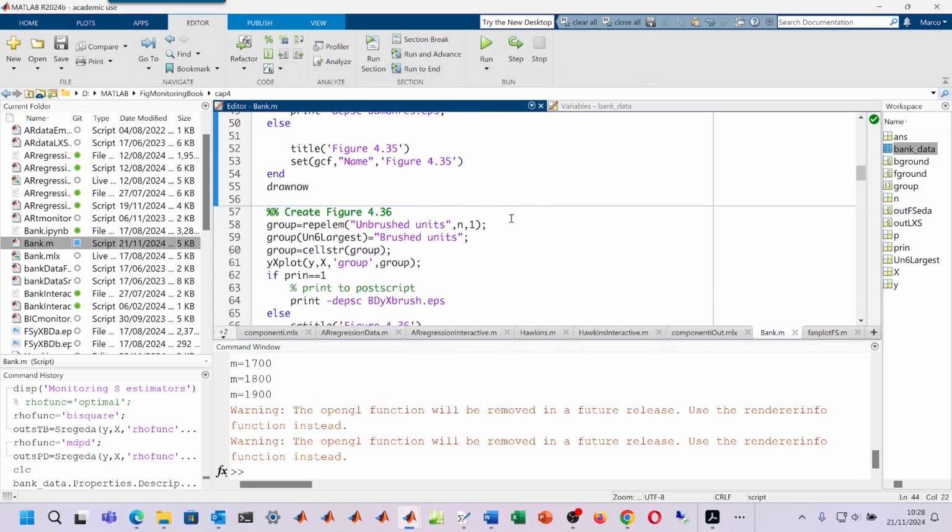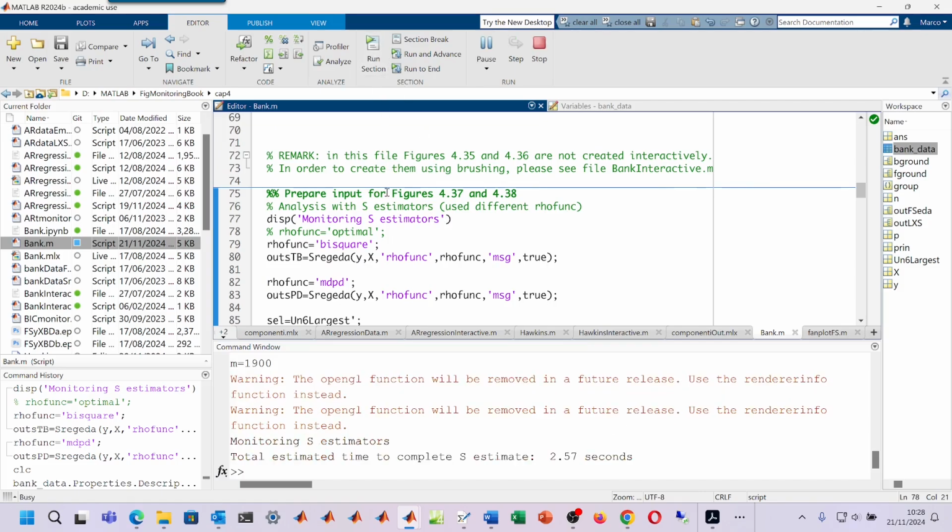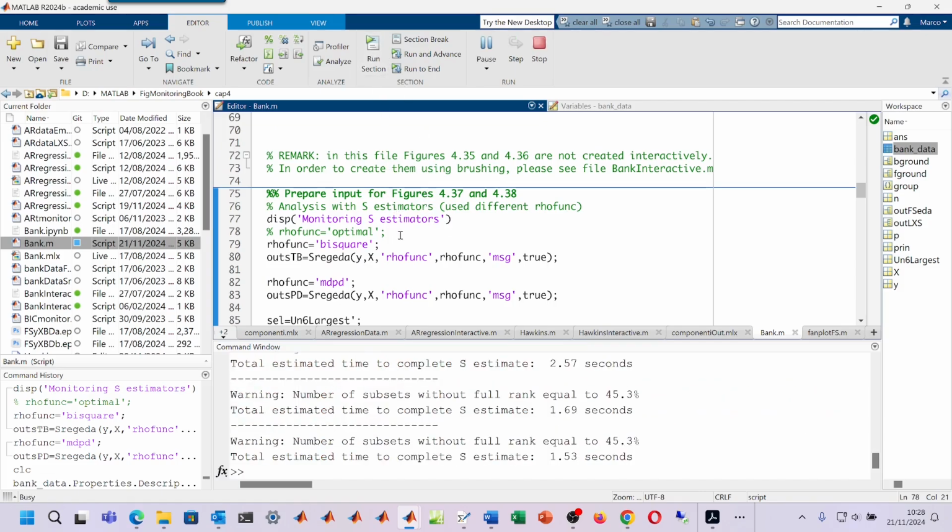Okay, now we move to monitoring S estimators. So we use S regression for 50 values of the breakdown point. This routine calls the function sreg, which performs S regression, in this case using the bi-square rho function.